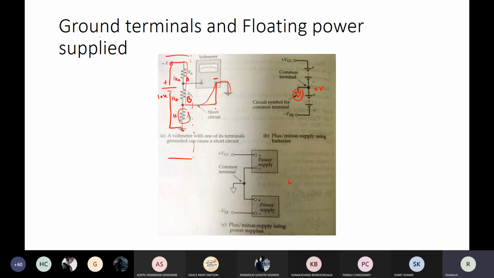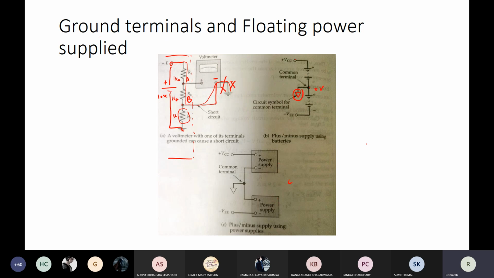The problem with grounding, as we just discussed, is that it completely changes the behavior of the circuit itself, because we are providing an extra, separate path for the current to flow. So these voltmeter supply voltages are considered to be floating in nature because they are not connected to ground. We have to focus on the common terminal here, and this connection should be avoided.